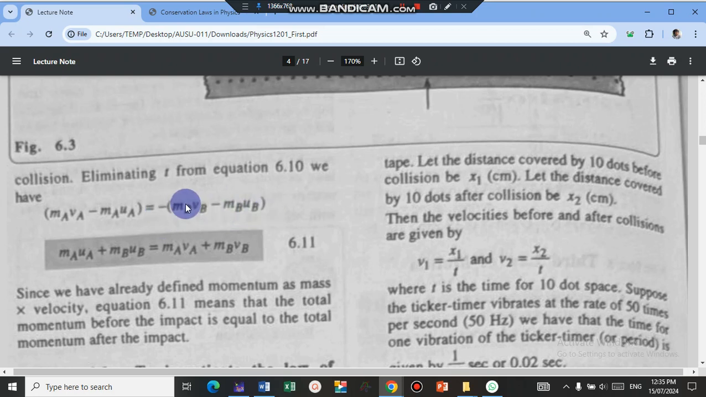Now if I clear bracket, this will be negative, this will be positive. If I rearrange, I will have total momentum before collision equals total momentum after collision. You see that? When I clear bracket and rearrange, I will get this. So this is why we say that this law is a consequence, a result of the two laws of motion, the second law and the third law.